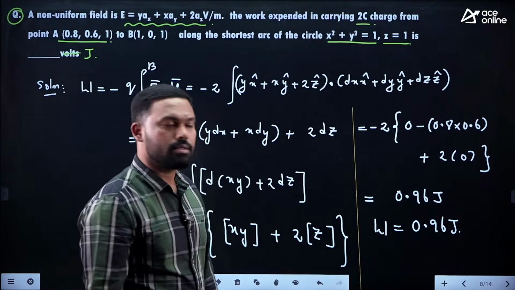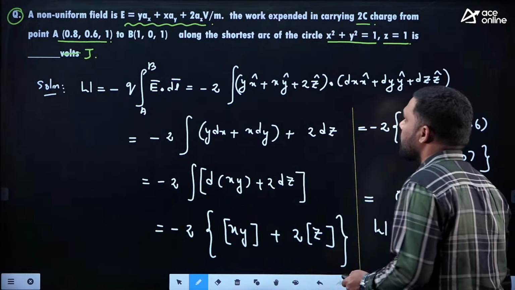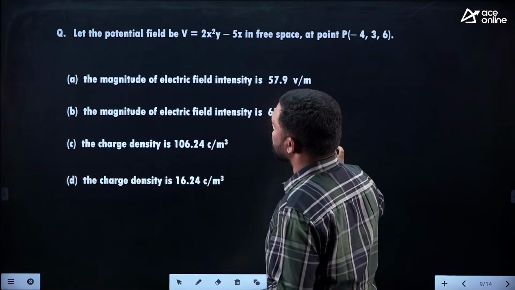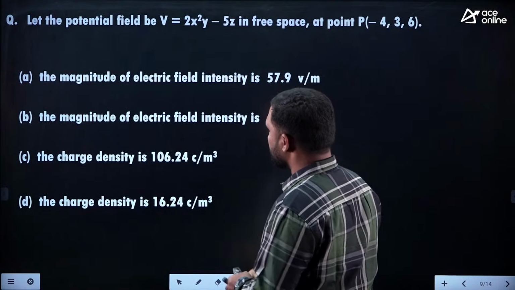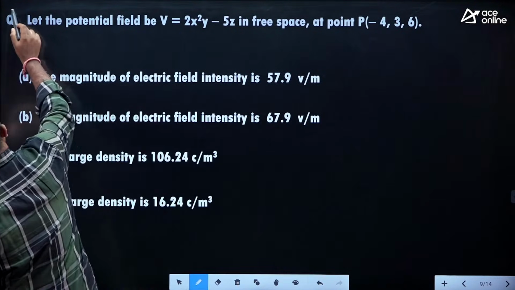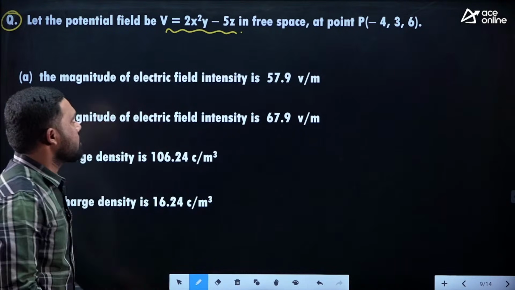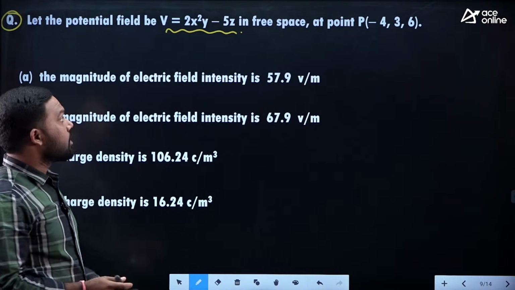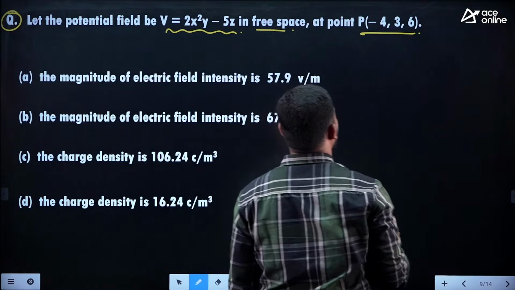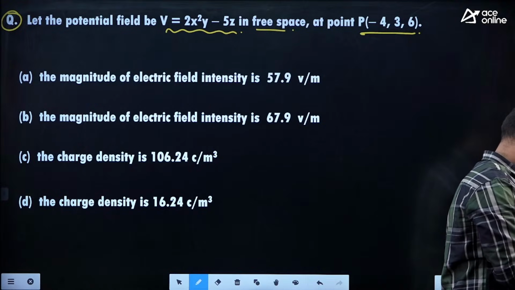Clear, guys? Done? Chalo, so let us proceed further. Here is one more question. It is an MSQ again. Let the potential field be V equal to 2x square y minus 5z in free space, at a point P (minus 4, 3, 6). Options are given.